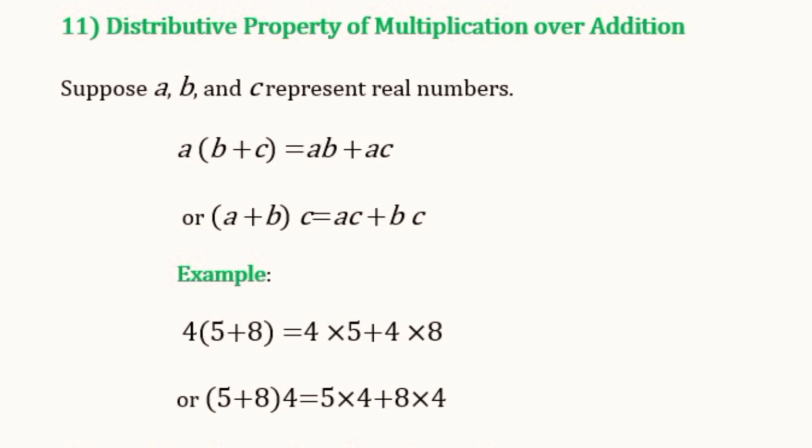So look at example. 4 into 5 plus 8 is equal to 4 multiply 5 plus 4 multiply 8. We'll get 20 plus 32. It gave 52, I think. We get 5 plus 8 on the other side and multiply it with 4. That is also 52. So left hand side equal to right hand side. Distributive property is satisfied.